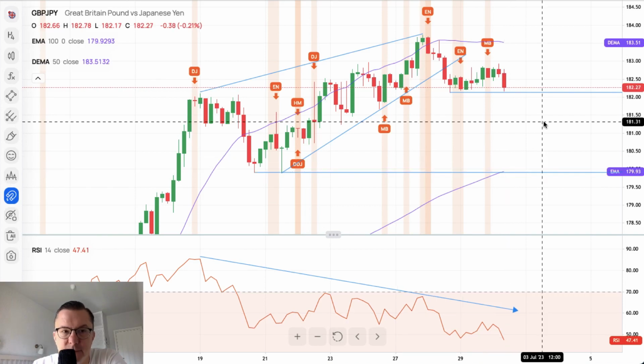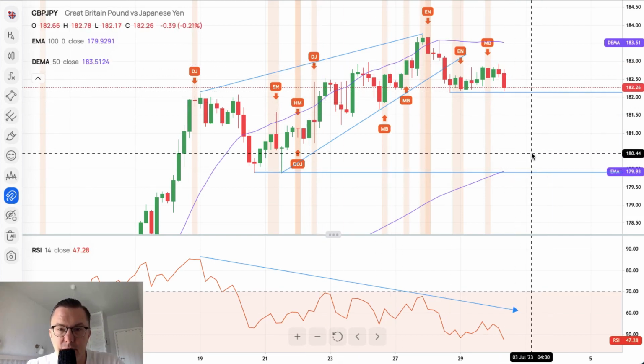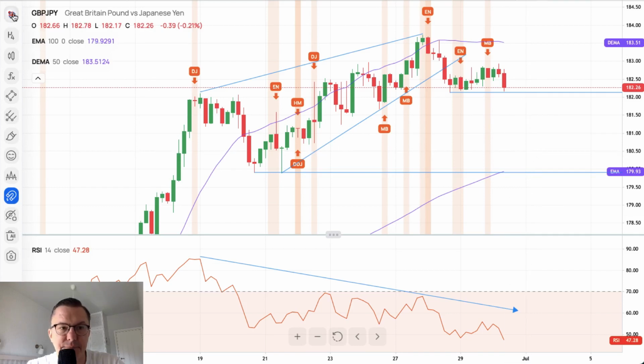Okay, so this is how the British pound to Japanese yen looks. Still on the higher time frames, the uptrend is being continued. However, it looks like maybe we are about to start some sort of deeper correction.